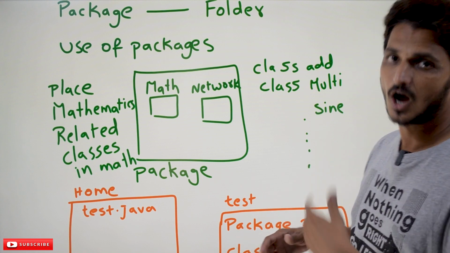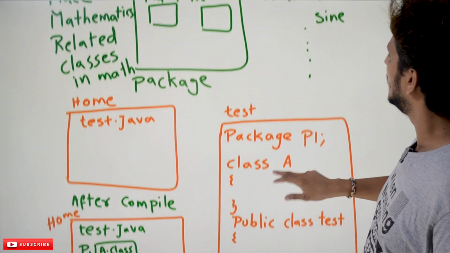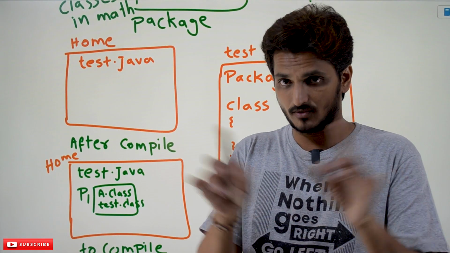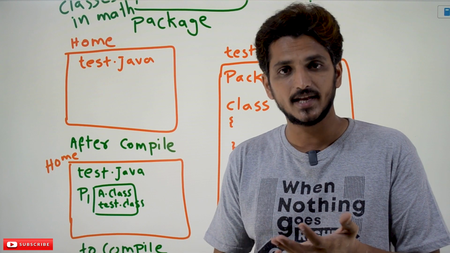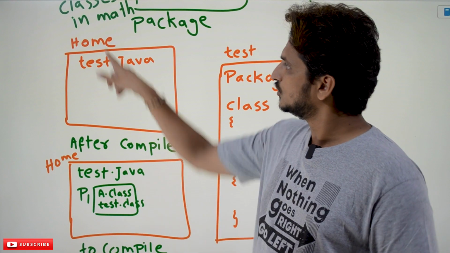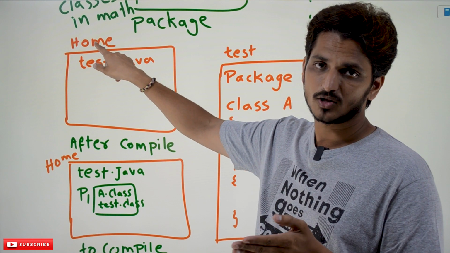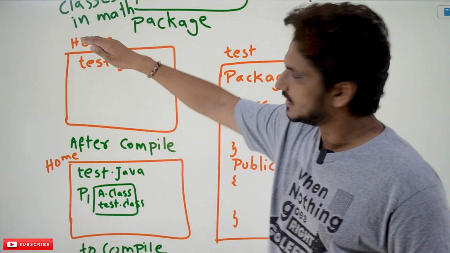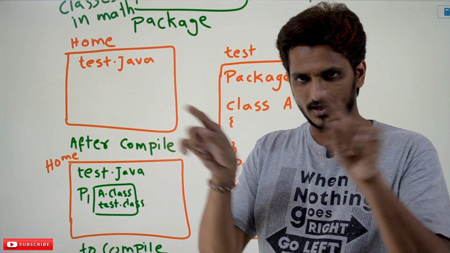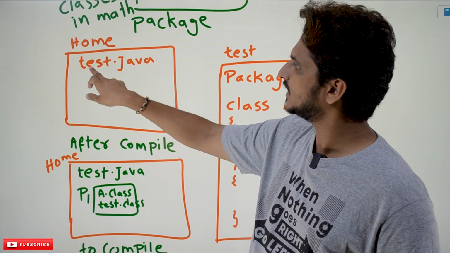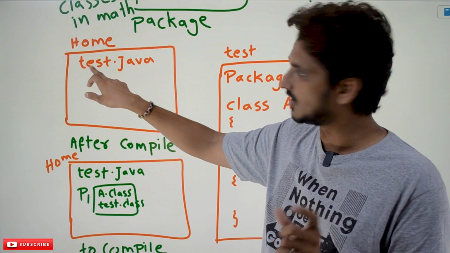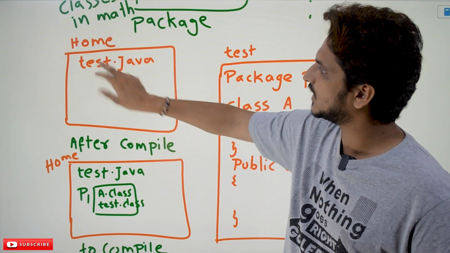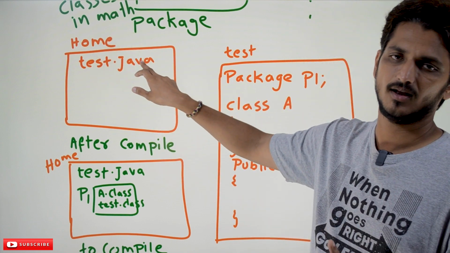Now we are going to understand how to create packages in Java. Whenever you open your Java compiler, if you are going with Linux or Windows terminal, by default you are in your home folder, the home directory. So we are assuming that we are in the home directory. In this home directory, we created a file called test.java. So in this directory we have only the test.java file.